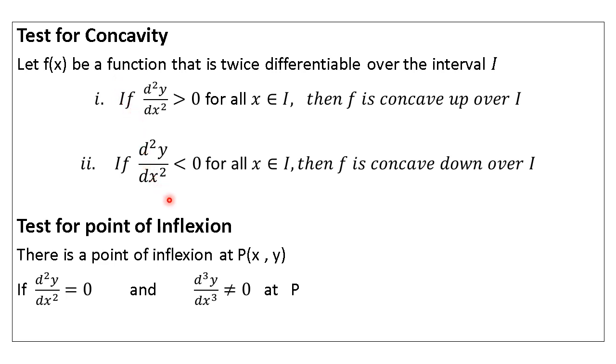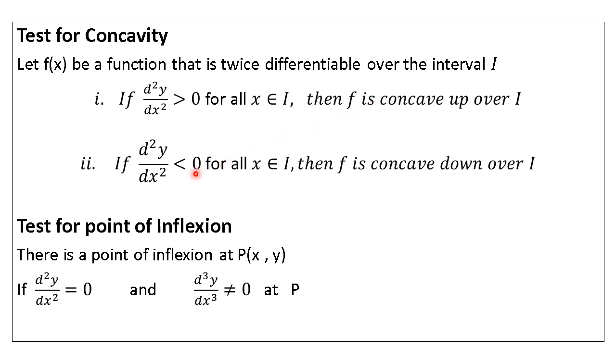To test the concavity, look at the second derivative. If the second derivative is positive, that means greater than 0, it is concave up, concave upwards. Don't confuse concave upward, also called convex or convex downwards. So here, when the second derivative is positive, the function is concave upwards.